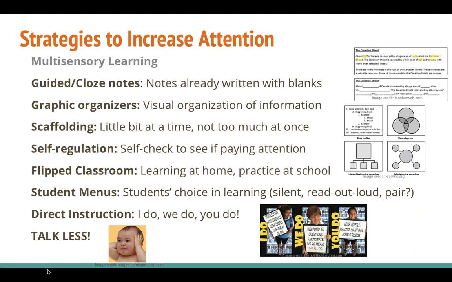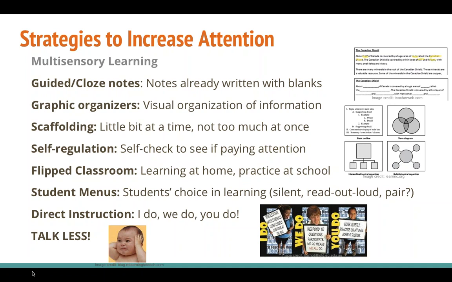Direct instruction: I do, we do, you do. I'm sure you've heard of this before, but always model what you're asking them to do, have them do it with you, and then have them do it by themselves or with a pair. This model is evidence-based, it works, and it also allows students to get engaged more frequently.